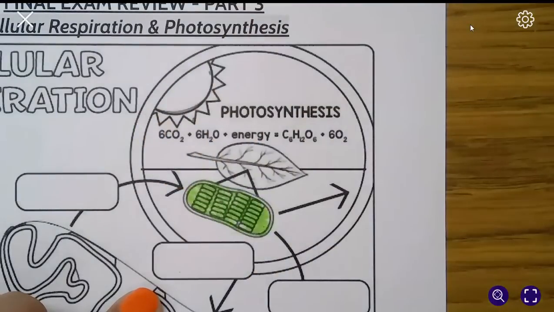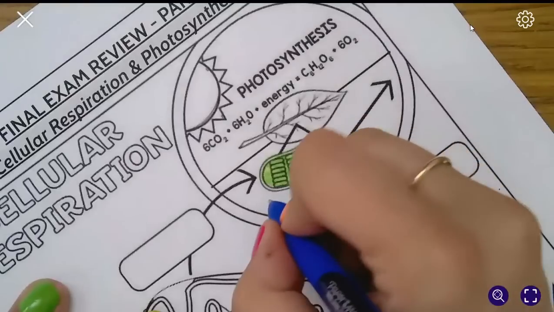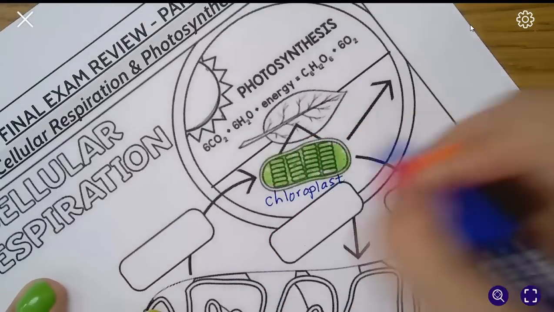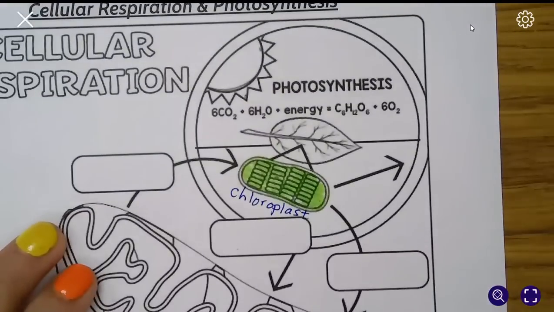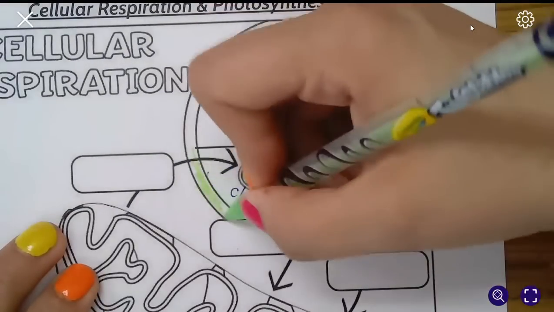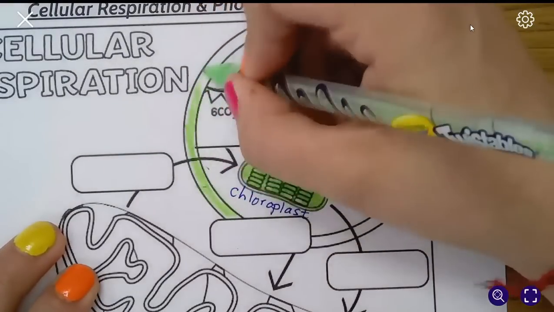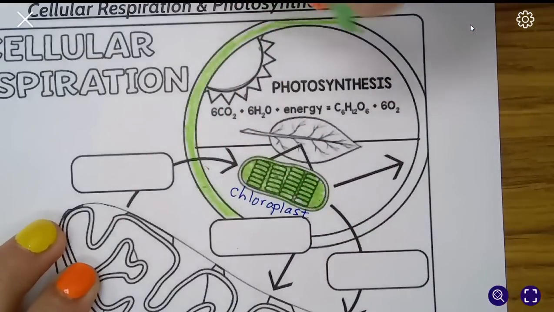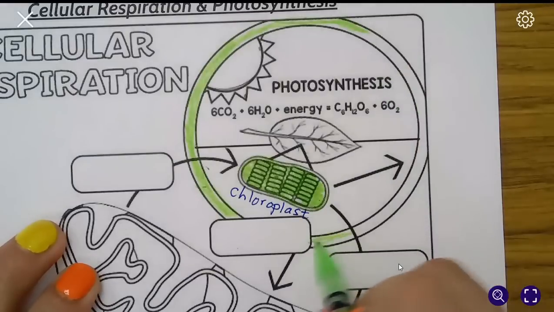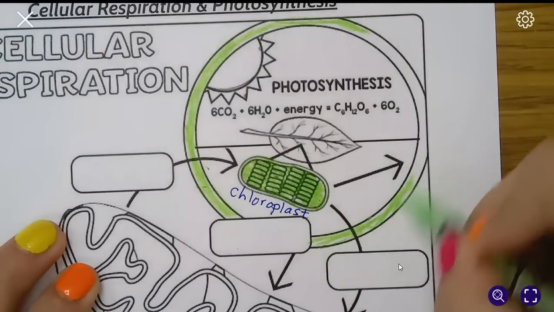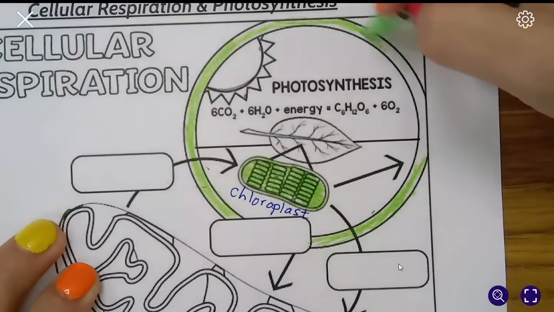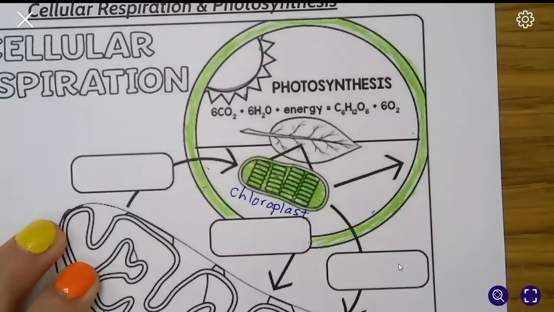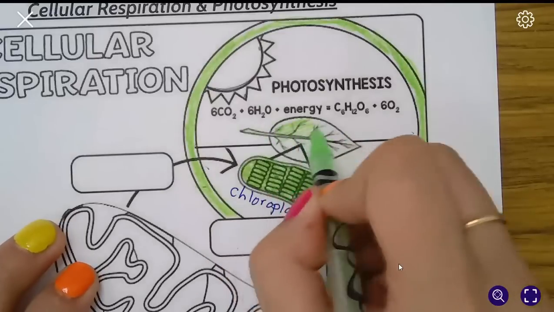All right, so let's go ahead and label this chloroplast, right? And let's actually go ahead and color in our whole little circle here in green to remind us that photosynthesis involves chlorophyll and takes place in plants and other photosynthetic organisms. And then we'll shade in our leaf in green too.